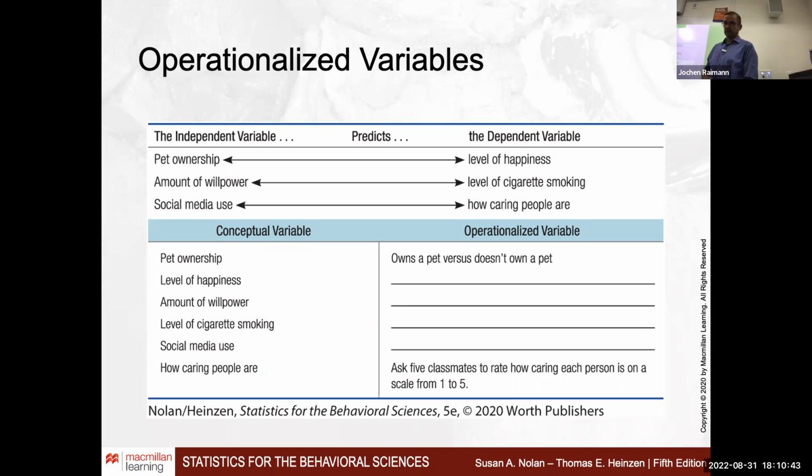Cigarette smokers are weak people who have no willpower. Dependent variable is the level of cigarette smoking. So how many packs does this individual smoke? Independent variable is the amount of willpower. How caring are people, and they have this example for another time. So people that use social media excessively don't care about other people, although they say they do on social media. So dependent variable is how caring people are. Independent variable is social media use.